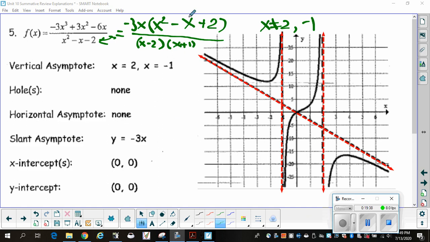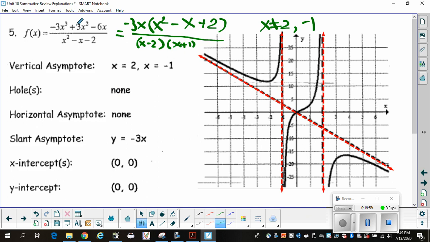Sorry about that. My phone was going off. Actually, as my phone was going off, I realized these two are not the same. This is x squared minus x minus 2. This is x squared minus x plus 2. So it doesn't actually cancel. So these are both vertical asymptotes. Since nothing canceled, that means there are no holes.